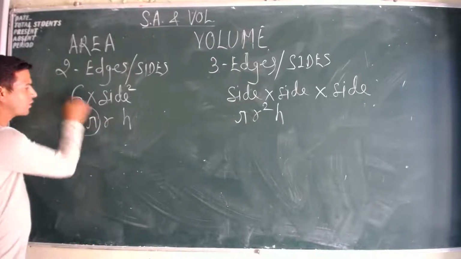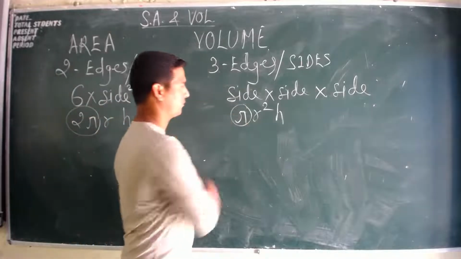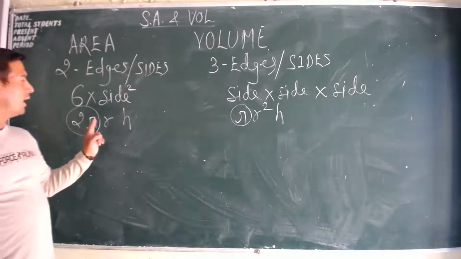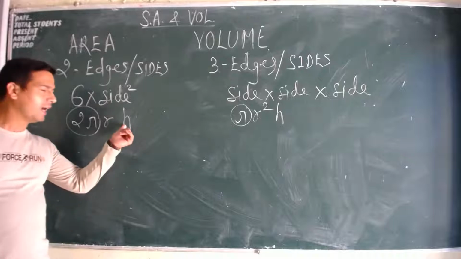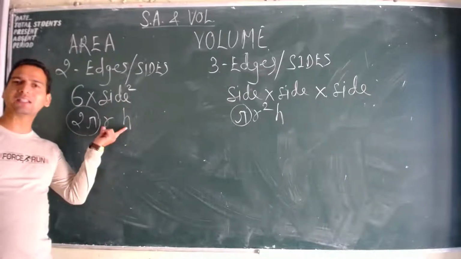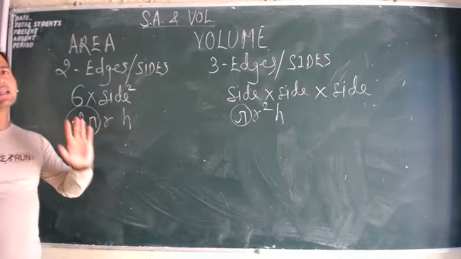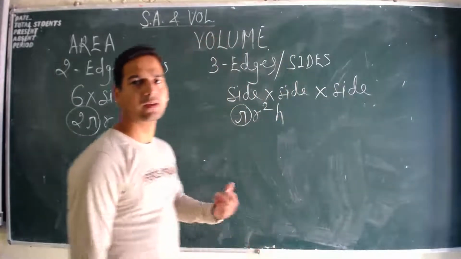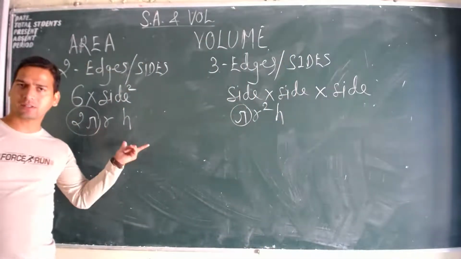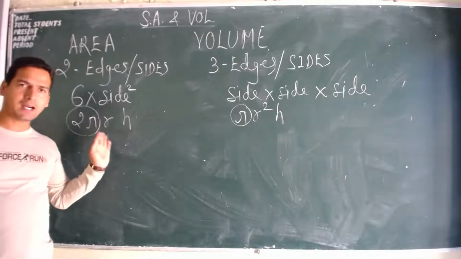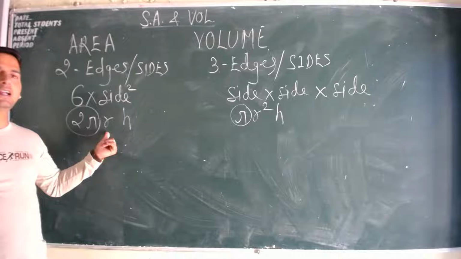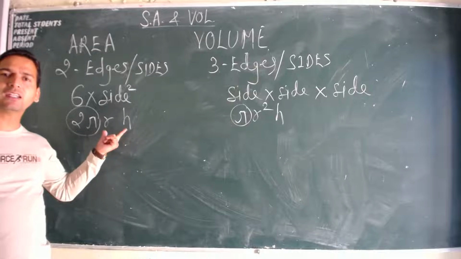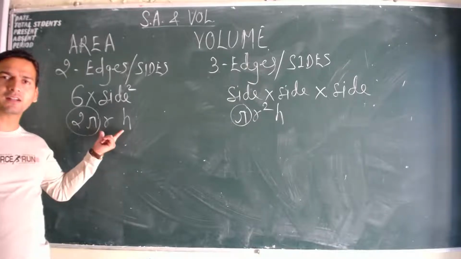So I have to tell you, 2 pi is a constant. Here 2 pi and here pi is constant. Now r is one edge and h is another edge. So here two edges are used. h is not always length, breadth and height; you can say side or dimension. The first edge is the radius, the second edge is the height. So two edges are used. That's why this is the formula of area of a cylinder.